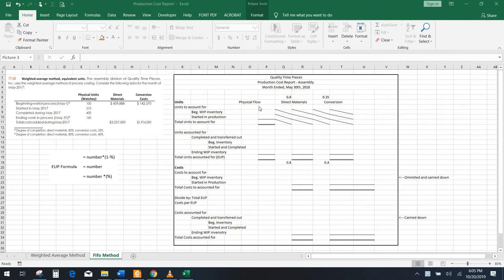Hey guys, I'm going to solve 1724 as I did in a previous problem, except instead of using the weighted average method, I'm going to use the FIFO method.